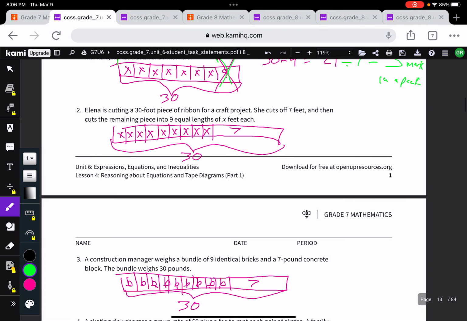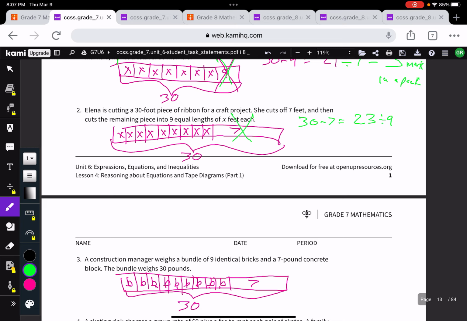Number 2, there's a 30-foot ribbon. She cuts off 7. So we're going to take that 30 and get rid of that 7, which is going to leave 23. This is weird. Cuts off 7. Am I doing my math right? Yeah. And then the 23 feet that's left are going to be split 9 ways for the 9 remaining pieces. So I got to take that 23 and split it 9 ways. And that's kind of weird that they gave us that problem.